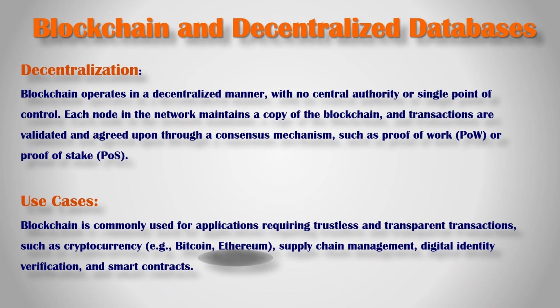Decentralization. Blockchain operates in a decentralized manner, with no central authority or single point of control. Each node in the network maintains a copy of the blockchain, and transactions are validated and agreed upon through a consensus mechanism, such as proof of work (POW) or proof of stake (POS).